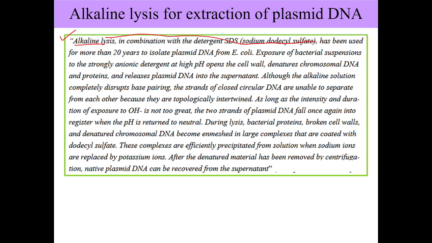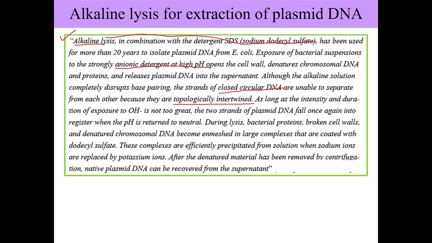Exposure of bacterial suspensions to strongly anionic detergent at high pH opens up the cell wall, denatures bacterial chromosomal DNA and proteins, and releases the plasmid DNA into the supernatant. Although the alkaline solution completely disrupts base pairing, the strands of the closed circular plasmid DNA are unable to separate from each other because they are topologically intertwined.